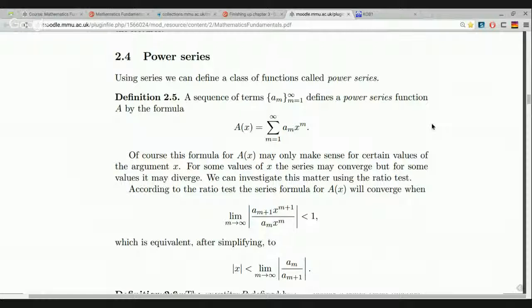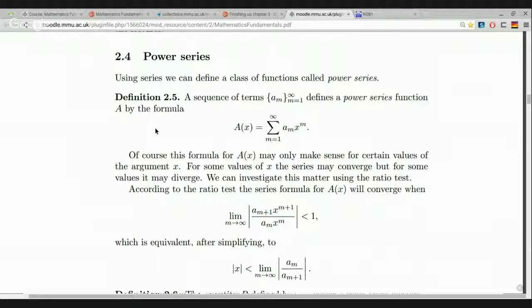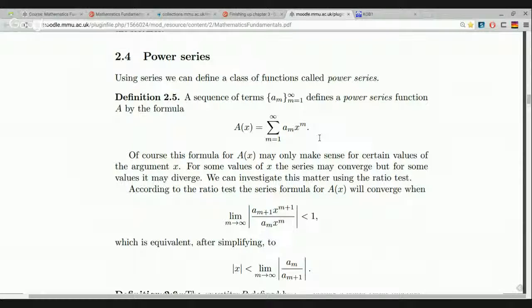These are called power series. So a power series is a function. So it's a function defined by a series. So the general appearance of it would be some function a of x. So x is the argument of the function, and the way the function is defined is, well, here as an infinite series.